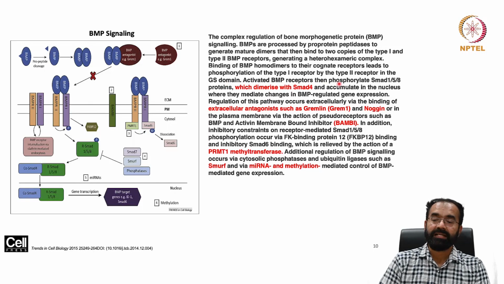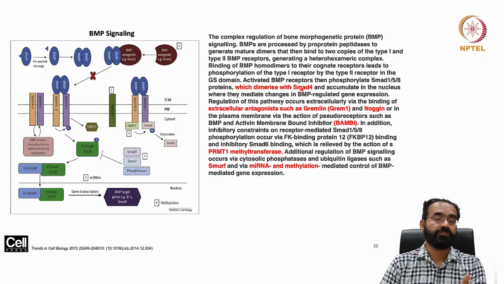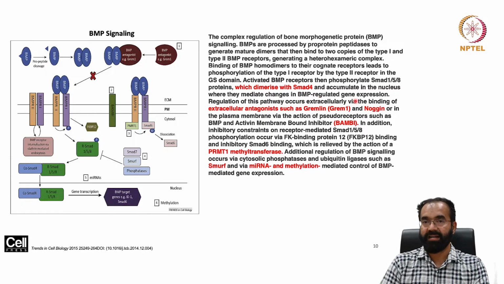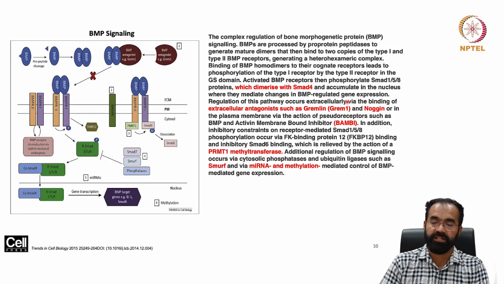Activated BMP receptors then phosphorylate a different kind of SMAD. They are SMAD 1, 5 and 8. Earlier in TGF-beta we saw SMAD 2 and 3, and 4. Here it is 1, 5, 8, proteins which dimerize with SMAD4. SMAD4 is common for both TGF-beta and BMP signaling, so you can say they compete for SMAD4 and accumulate in the nucleus, where they mediate changes in BMP regulated gene expression. So BMP has got its own target genes; it is not that TGF-beta and BMP act onto the same set of genes, they have separate sets of genes.